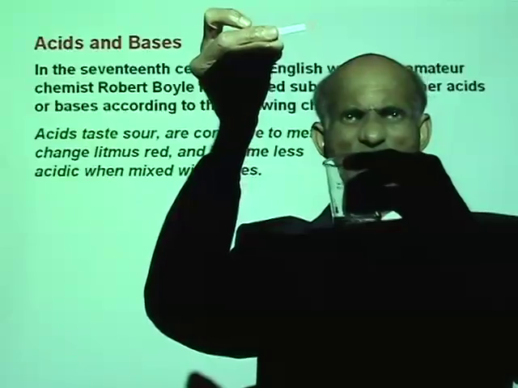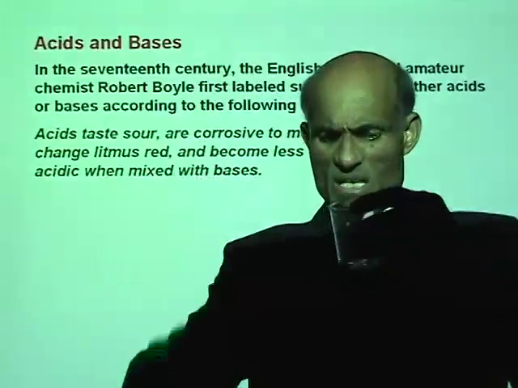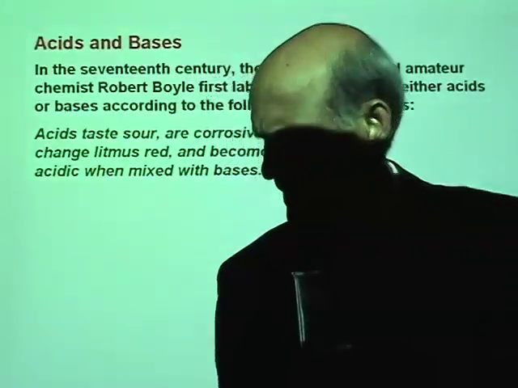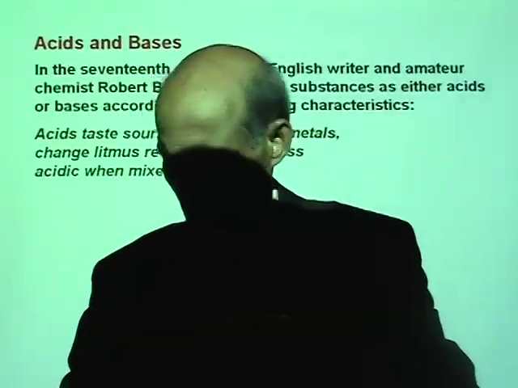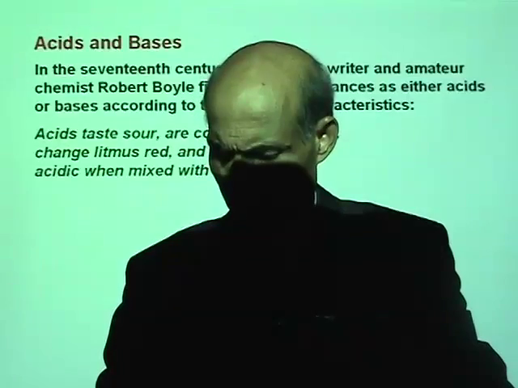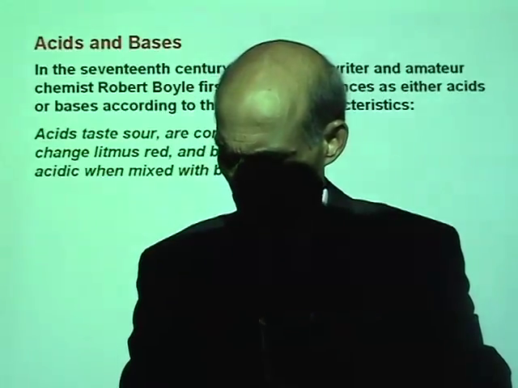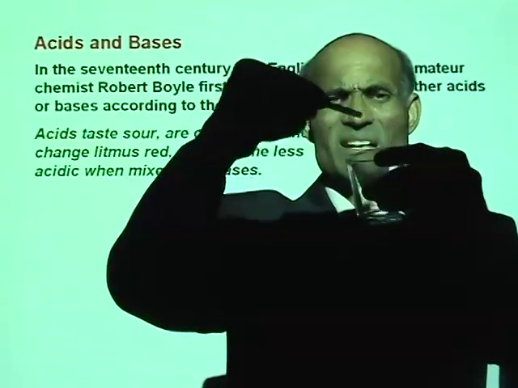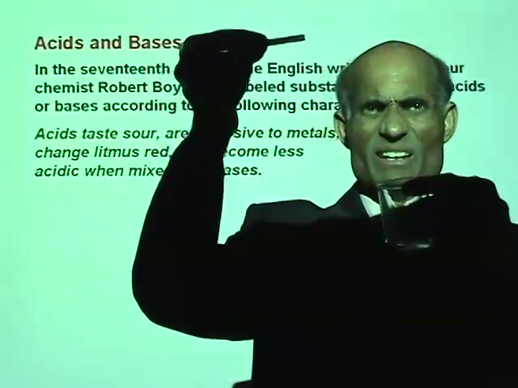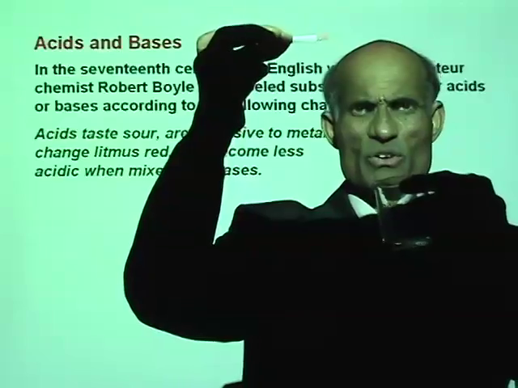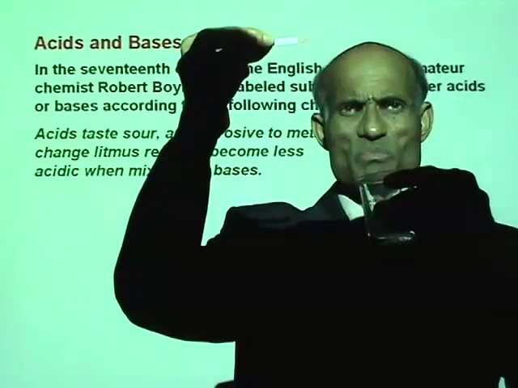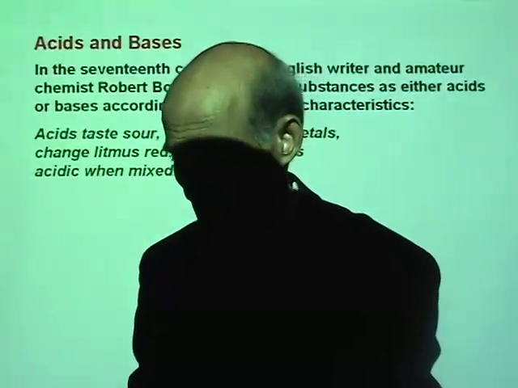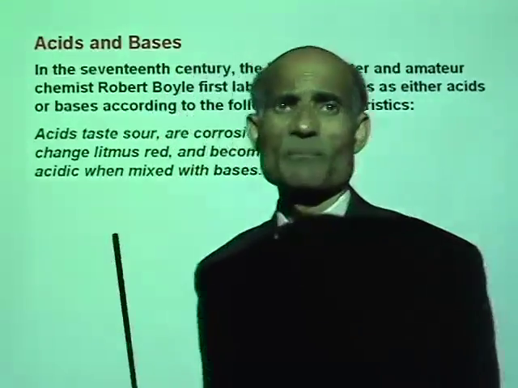Now, can you see it? Yes, I think it has changed to red. Let's look at that one more time. Let me get hold of another one. Well, I have a litmus paper here. Now, how does that look? Yes, I think blue litmus has turned red. So that is one characteristic of acid.